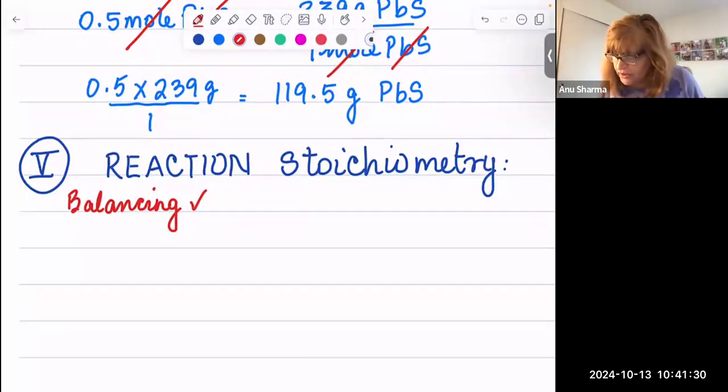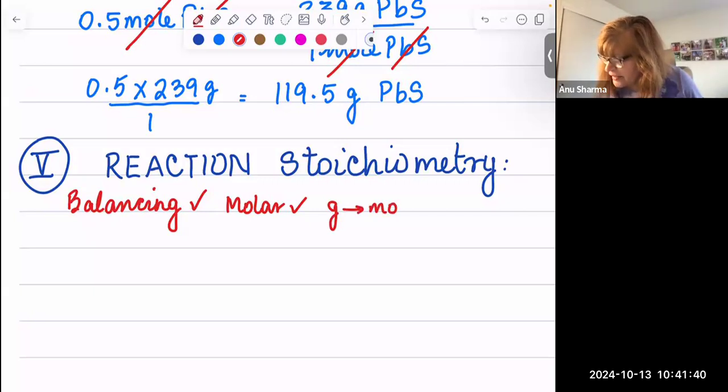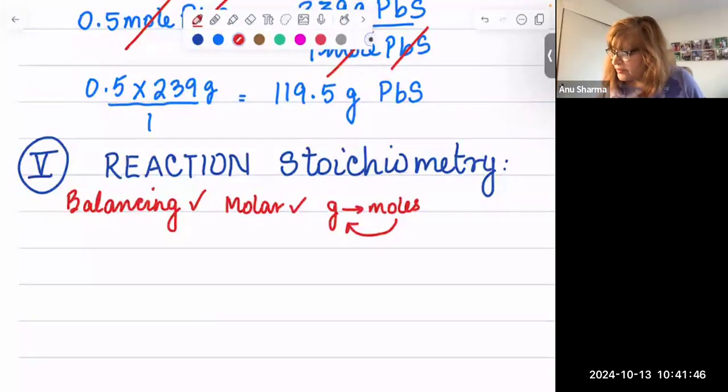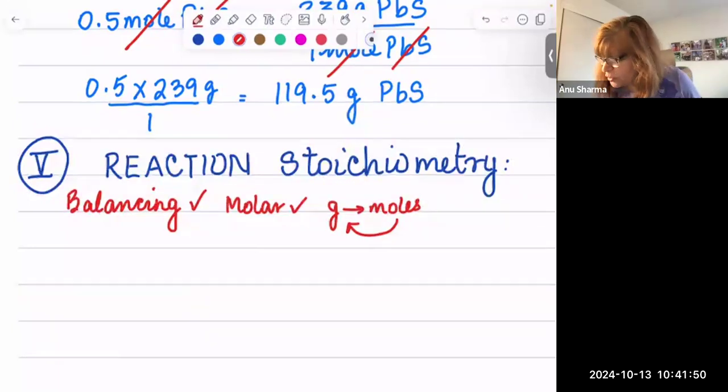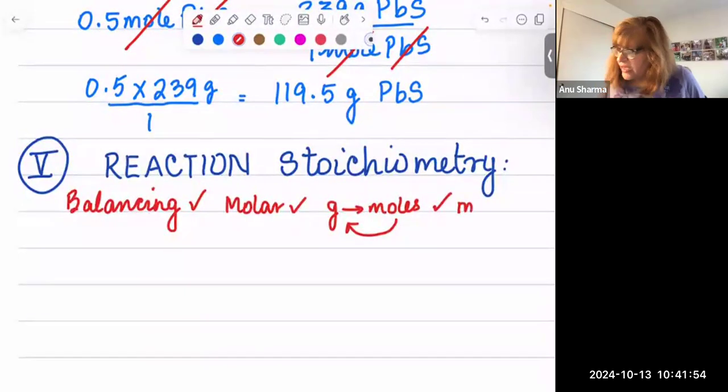And then the rest is, obviously, can you calculate the molar masses? This is what we're going to apply here and test. Can you convert grams to moles? Can you convert moles to grams? All this is applied here, right? Do you understand the concept of mole to mole ratio? All this is tested here.